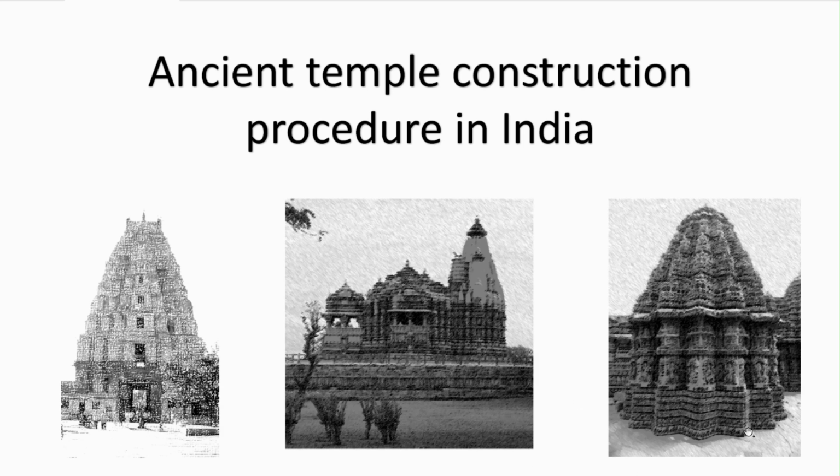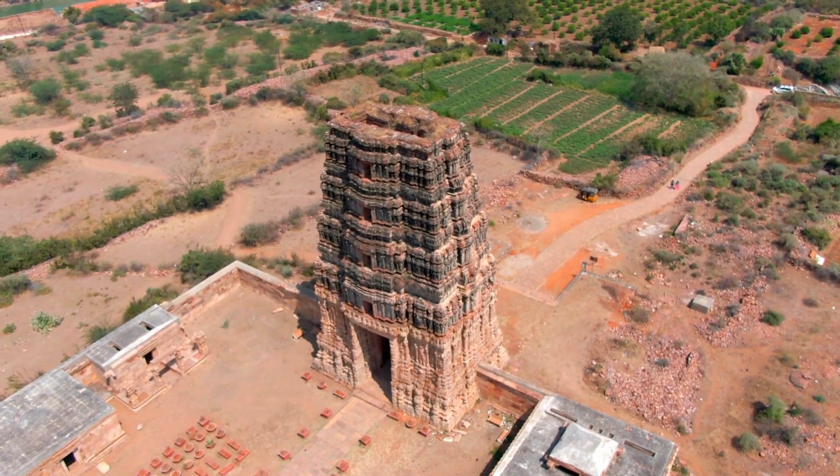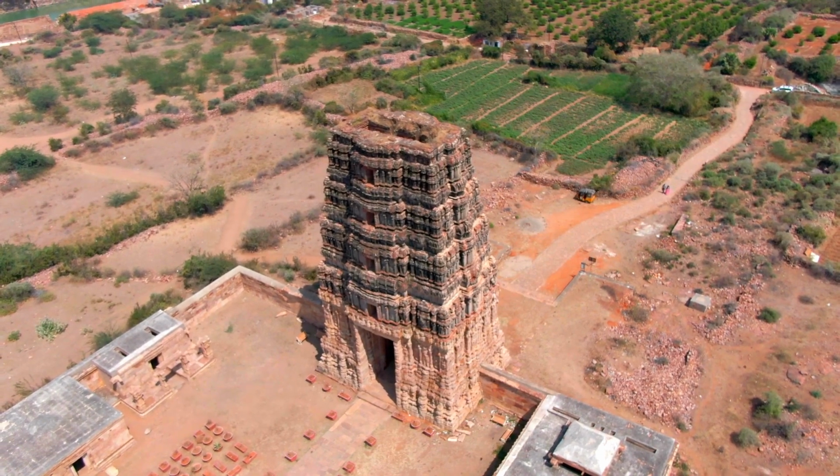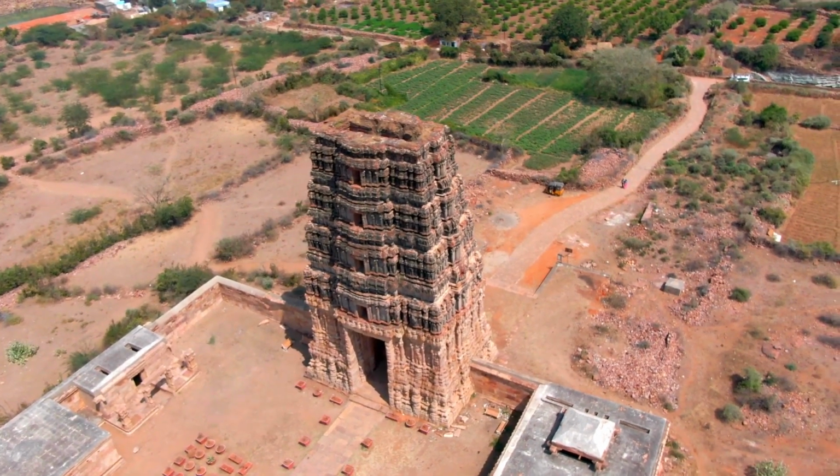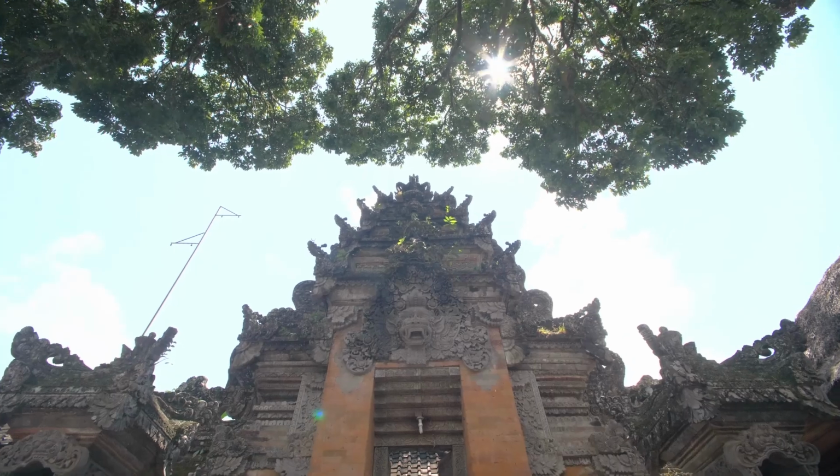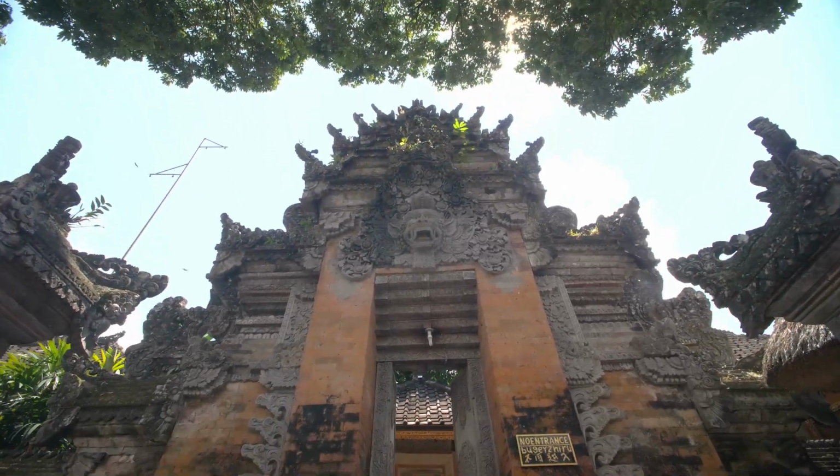Here's an overview of the ancient temple construction procedure in India. The mandapa of the temple may be flat-roofed in the south and have a pyramidical superstructure in the north. The mandapa ceiling is built with the basic beam and slab construction method.